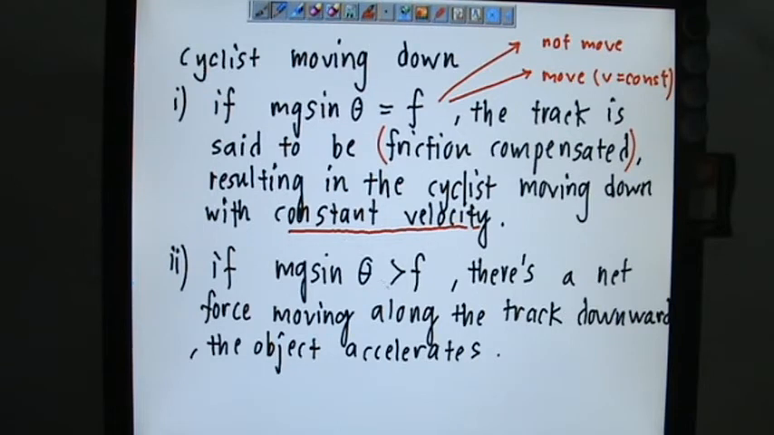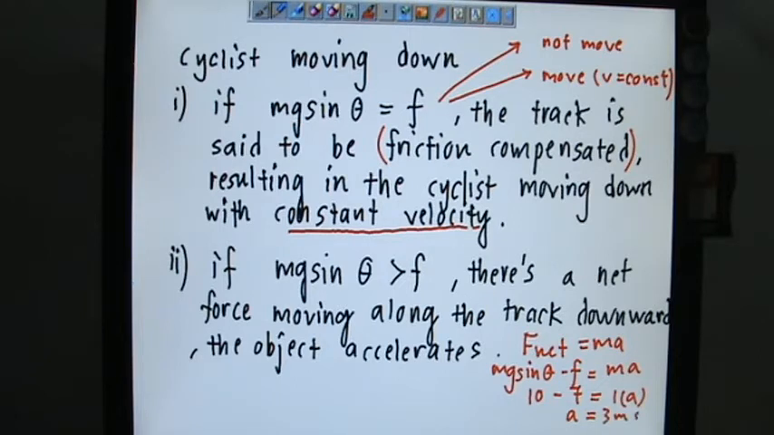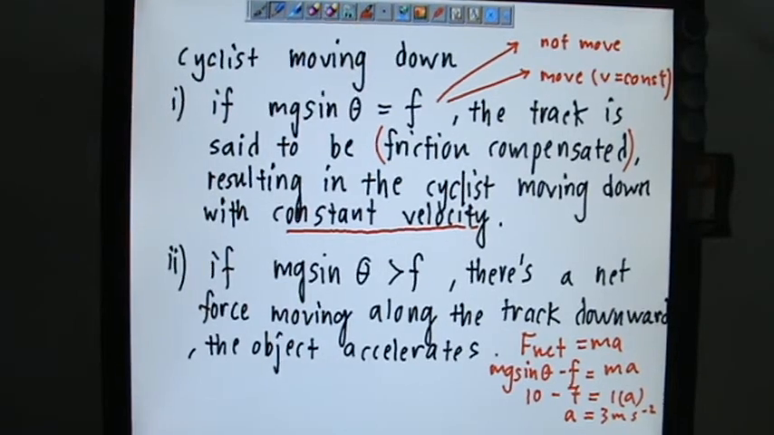But if mg sine theta is more than F, there's a net force moving along the track downward. The object actually accelerates. So you can say it's something like this: F net equals ma. So you have mg sine theta minus F equals ma. Okay, so let's say this value is 10, this is 7. So let's say the object is 1 kg, 1 times a. So your acceleration is actually 3 meter per second, 3 meter per second.